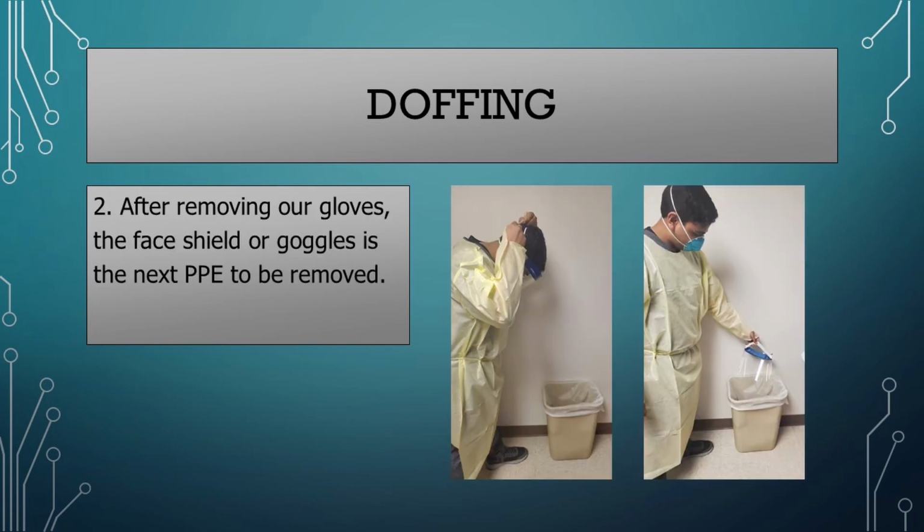After removing our gloves, the face shield is the next personal protective equipment to be removed. To remove the face shield, bend slightly forward and grasp the headband from the side or the back of the head and pull the band forward over and away from the face. Gently lower your face shield in the trash, face down.